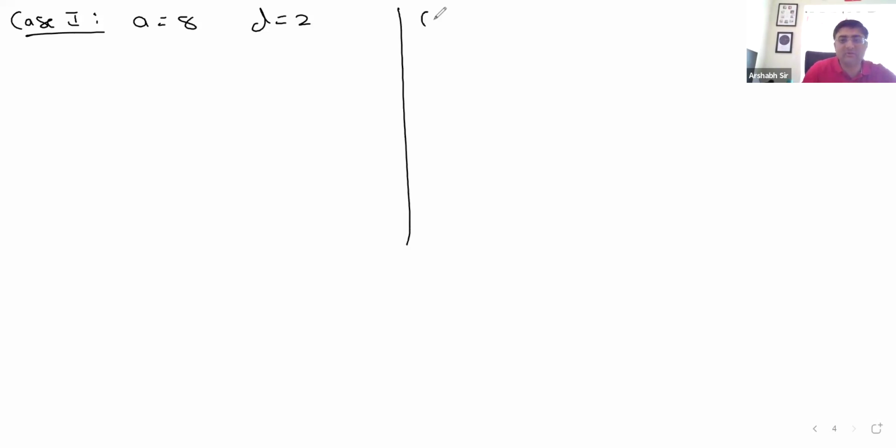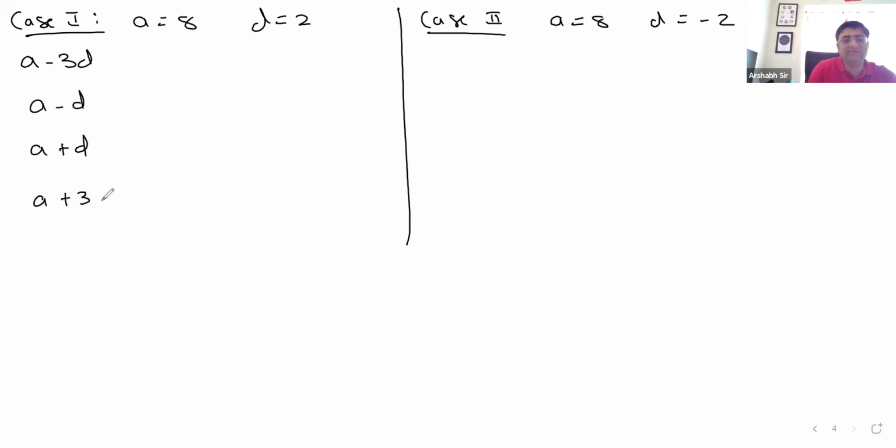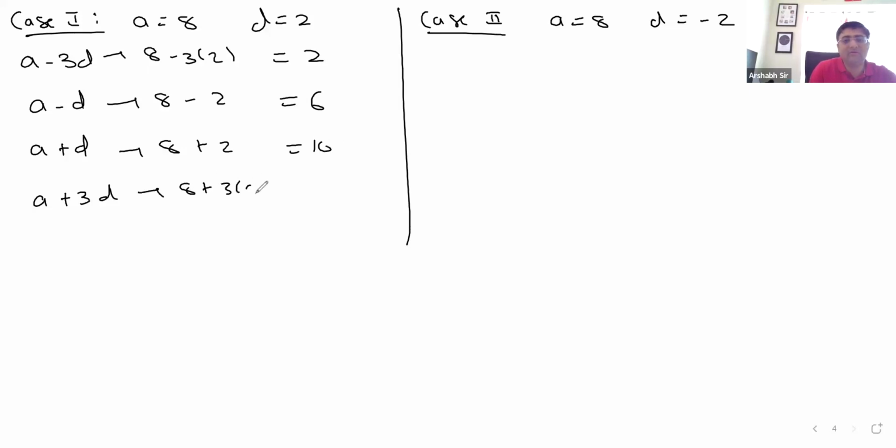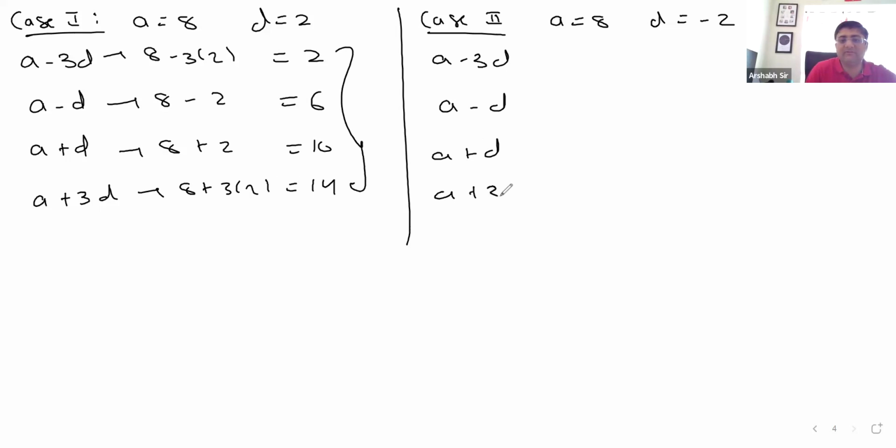So again we'll make two cases. Case 1 where a is equal to 8, d is equal to plus 2, है ना. And we'll have case 2 where a is equal to 8, d is equal to -2. So my numbers are a minus 3d, a minus d, a plus d, and a plus 3d. So a minus 3d yani 2, a minus d 6, a plus d 10, a plus 3 into d, that is 14.